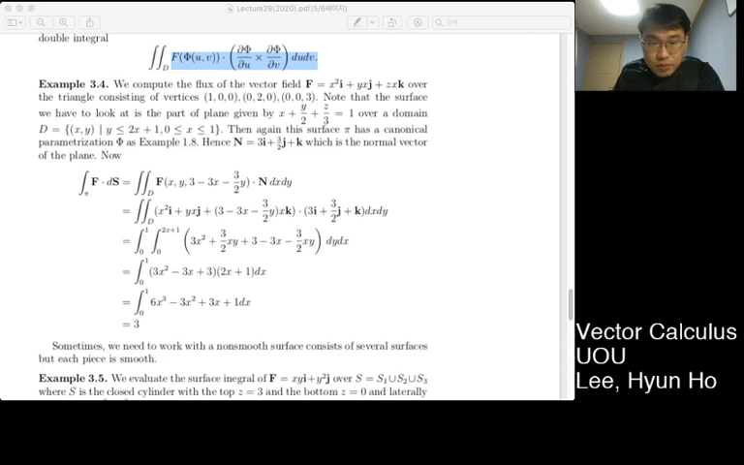If you take the inner product, I can calculate 3x squared plus 3 over 2 times y over x. And the last part, 3 minus 3x minus 3 over 2y times the k component, is 1. So the 3 over xy is cancelled out, and we have only 3x squared minus 3x plus 3. Then you just do the integration, where x is regarded as a constant.